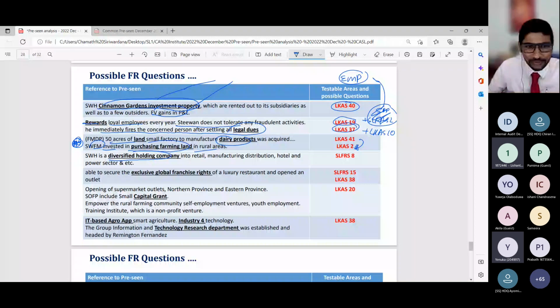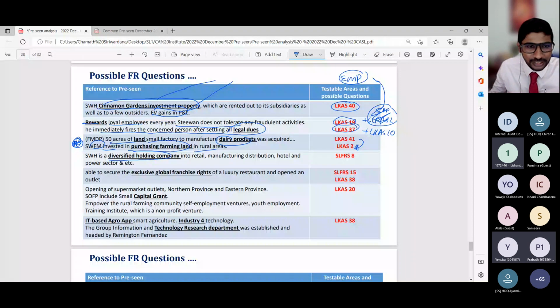So in that case, SLFRS 8 might come, and they might ask you to prepare an operating segment note, or reshape the segment note based on the information which is going to be provided in the unseen, right? So that also might be a possible question.